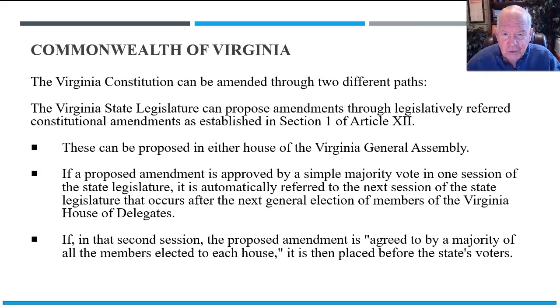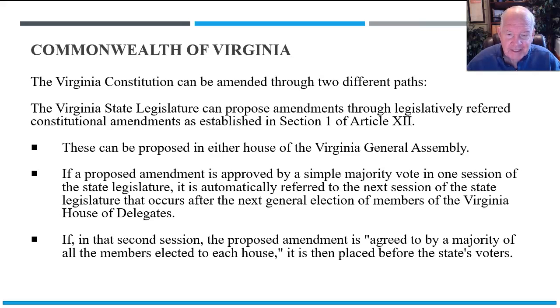The Virginia Constitution can be amended through two different paths. The Virginia State Legislature can propose amendments through legislatively referred constitutional amendments as established in Section 1 of Article 12 of the Commonwealth of Virginia Constitution. These can be proposed in either house of the General Assembly. If a proposed amendment is approved by a simple majority vote in one session of the state legislature, it is automatically referred to the next session of the state legislature that occurs after the next general election of members of the Virginia House of Delegates.